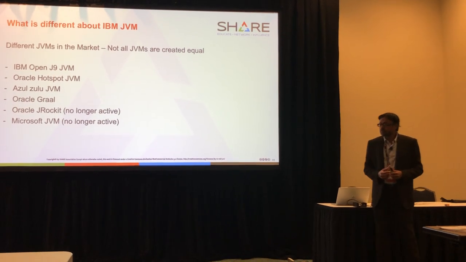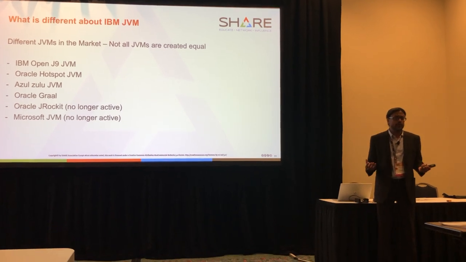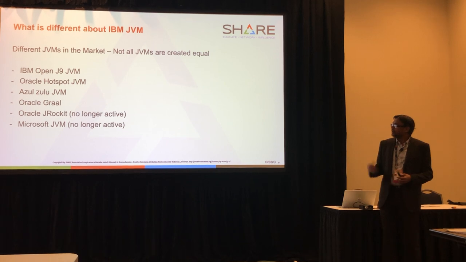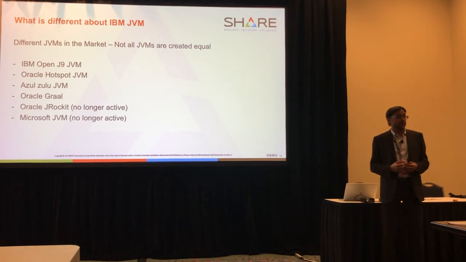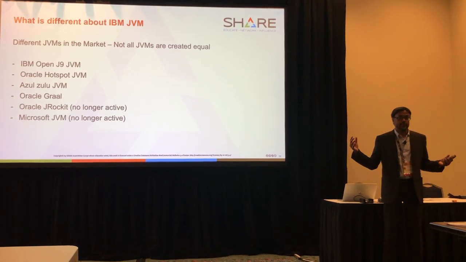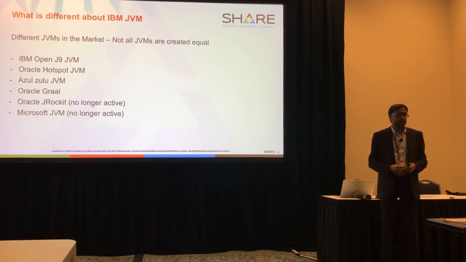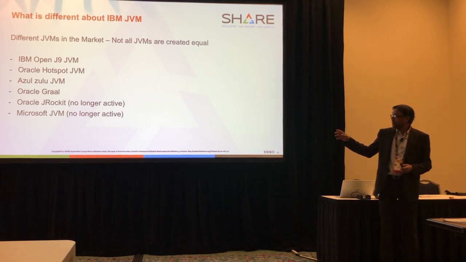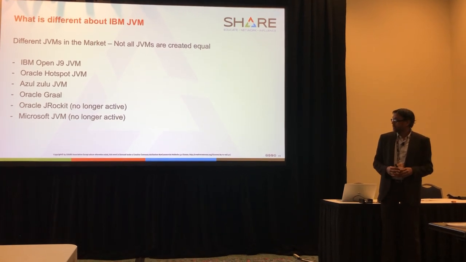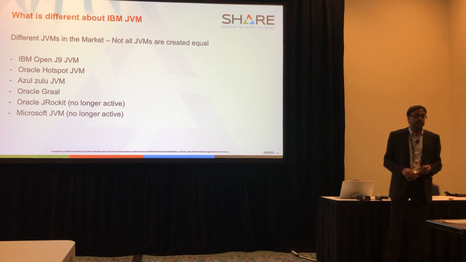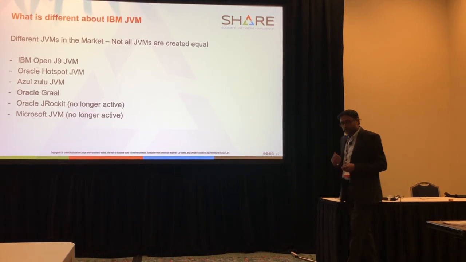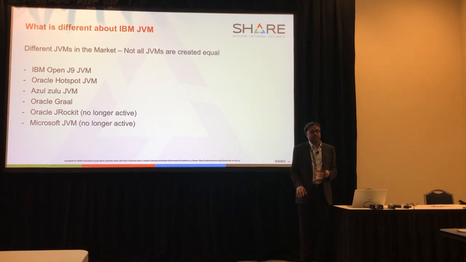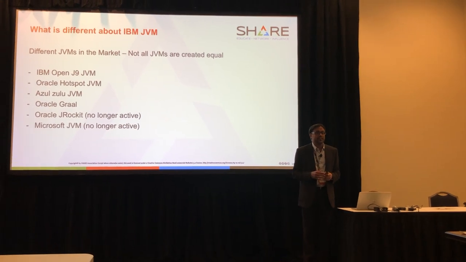Then you have Oracle's HotSpot JVM, which is one of the very popular JVMs. It came from Sun, it's Sun's JVM, and Oracle acquired it. You also have Azul's Zulu JVM. There was some copyright issue, I think Oracle filed a lawsuit against them, and I think that's settled. But they have their own version of it. You have Oracle's other JVM, GraalVM, and there are some other JVMs that are inactive right now. The only differences the JVMs are supposed to have are the way they do garbage collection, the way they do JIT compilation, things like that.